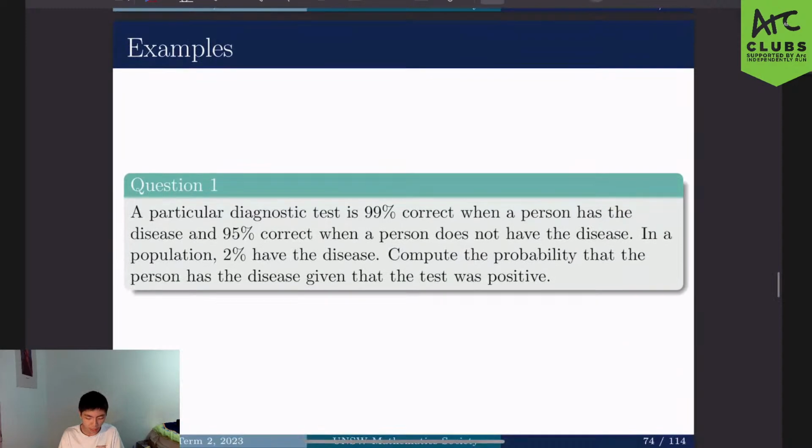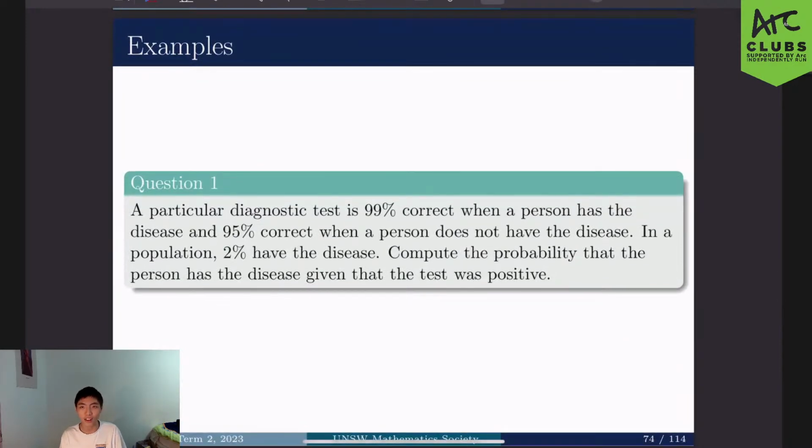Okay, so here's our example for conditional probability. Everybody has probably seen this question in the context of diseases, where we have false positives and false negatives. So let's just get right into it. A diagnostic test is 99% correct when the person has the disease and 95% correct when the person doesn't have the disease. In a population, 2% have the disease.